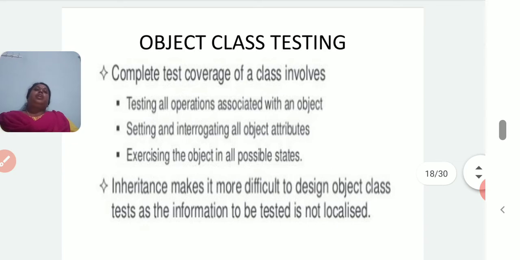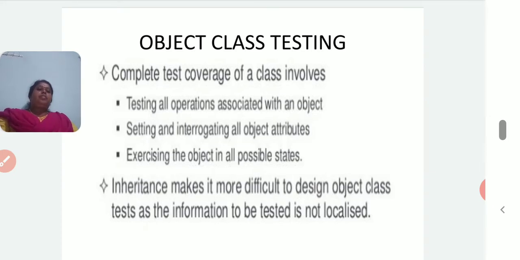Object class testing. Next is to exercise the objects in all possible states. Each possible state has to be identified. Then for unit testing, inheritance: one class acquires the properties of another, a subclass acquiring the properties of a parent class. The parent class passes properties to the child classes.